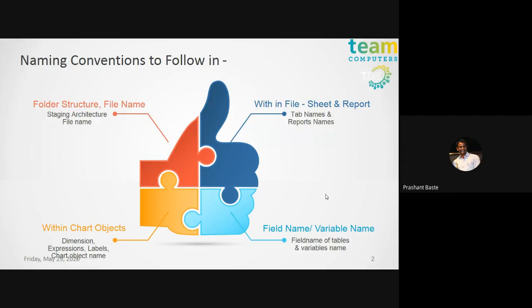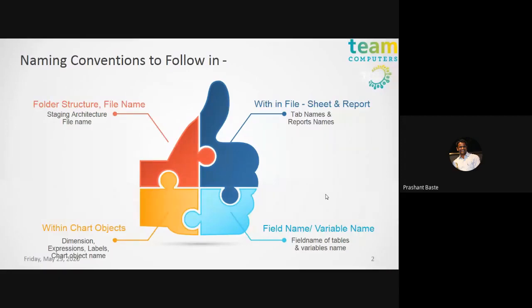To start with the naming conventions, we can broadly make categories where we can follow the naming conventions. For example, we have the folder and file naming conventions to be in place. Then when we come to an individual file, within that file the sheet name and report names should be in place. If we go to a more detailed level, then we have the field names from the different tables and the variable names that we are creating for our expressions or other purposes. That should also have a standard format.